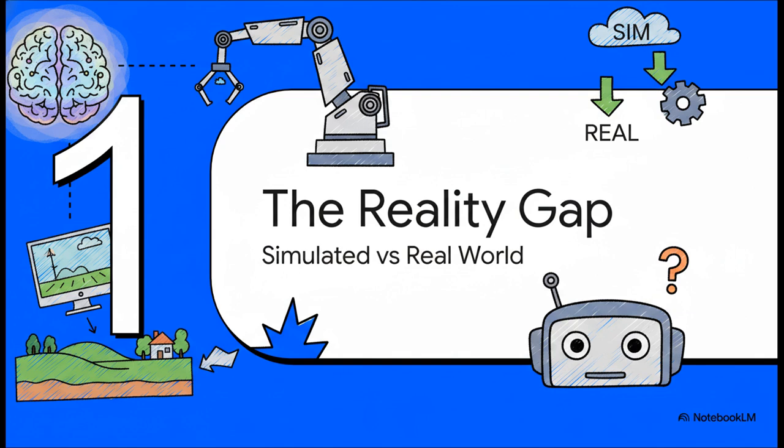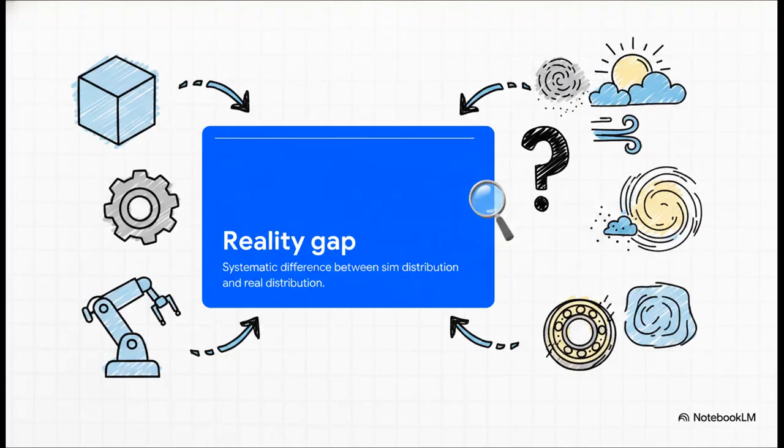Chapter 1. Meet the reality gap, the central antagonist of robotics. Okay, let's dive right into this. Why can't we just drag and drop a highly trained digital brain right into a physical machine? Well, the answer is what engineers call the reality gap. Essentially, this is the systematic difference between what happens in your simulator and what actually happens in the real world.